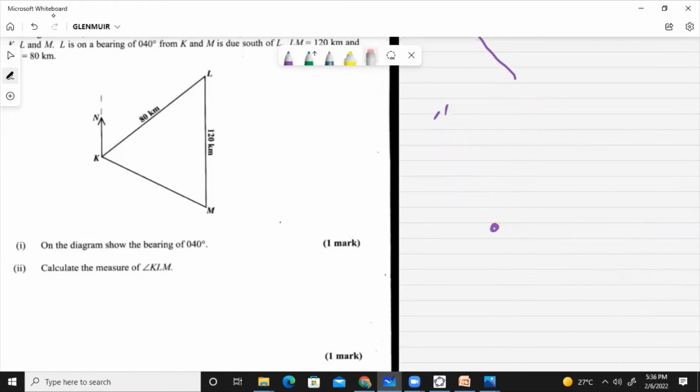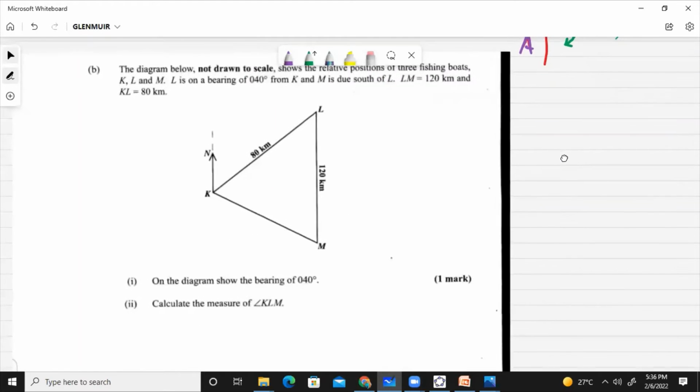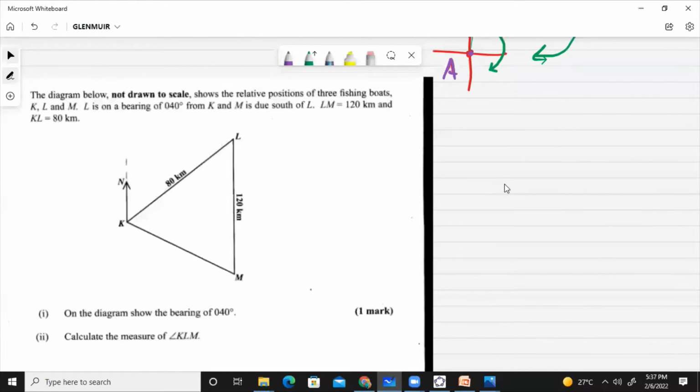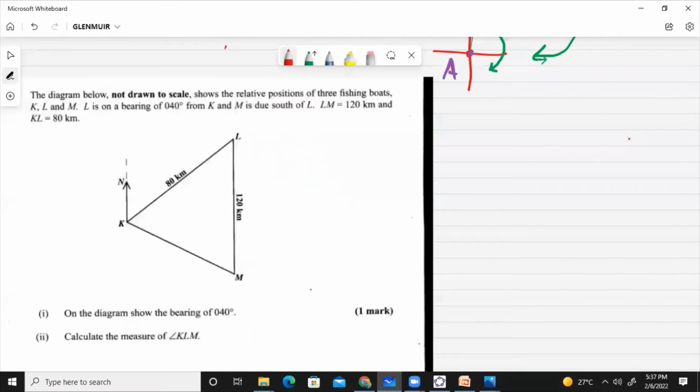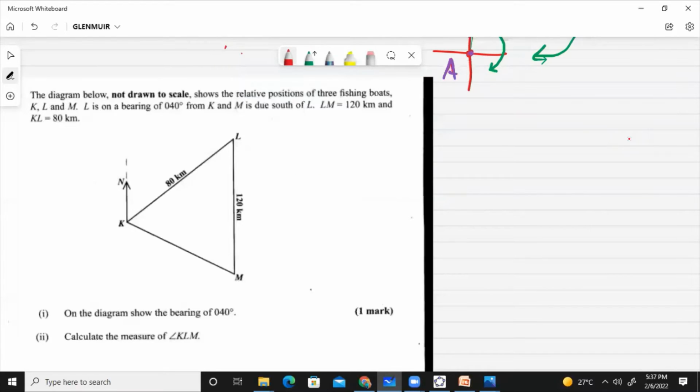All right, let us see if it makes sense. Let me pull the question across. Hold on. All right, I think I'm ready. Here it is. Push this all the way over. All right, good, I think we can see this clearly. It says the diagram below, not drawn to scale, shows the relative positions of three fishing boats.